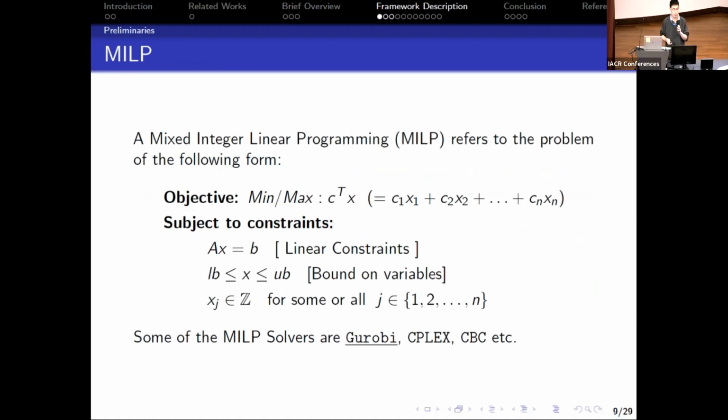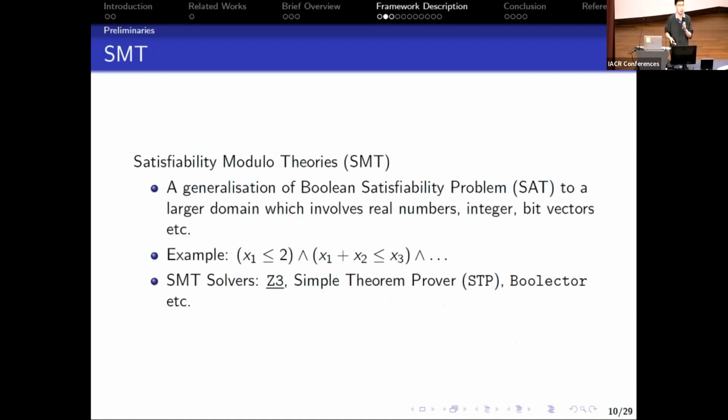In this case, we use another tool, mixed integer linear programming, MILP, which is basically an optimization problem. You have an objective to solve, and you are subject to certain constraints. So we use this to correct the predicted sequence. We use Gurobi as the MILP solver in our case. Once we have the output of the predicted sequence of the Hamming weight and Hamming distance, we pass it to the SMT solver, which is a generalization of Boolean satisfiability. This is a solver which can involve real numbers, integers, bit vectors, and so on. We use Z3 as the SMT solver for our tool.